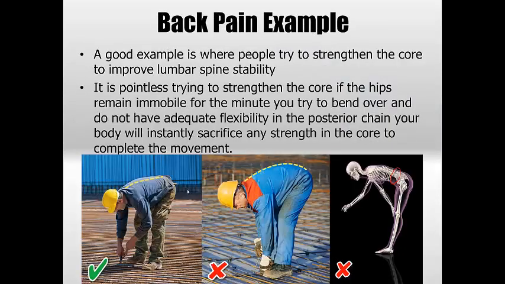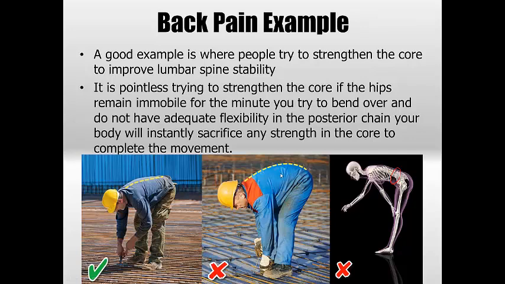So a good example here would be back pain, where people try to strengthen their core to try and improve their lumbar spine stability, which makes sense, but it's pointless if you're not addressing the hip stiffness, because the hip stiffness is going to completely sacrifice anything you've done. So if I've been able to maintain neutral because my hips are mobile to be able to bend over like this, then my core efforts are probably good, because my hip mobility was addressed first. But in this case, my hip mobility wasn't addressed, so it won't matter what core exercises I do.